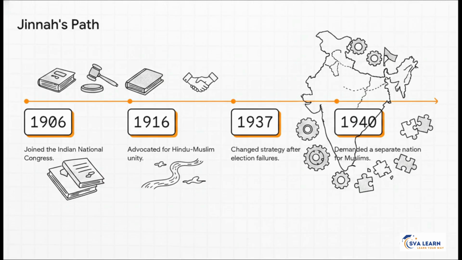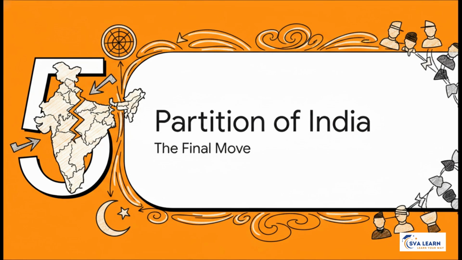However, the critical turning point, and the one you must write about in your exam, is 1937. When the Congress and the Muslim League failed to form a coalition government after the elections, his whole strategy completely shifted. By 1940, at the Lahore session, his stance had hardened into a strict demand for a completely separate nation. Which leads right into Section 5, Partition of India, the final move.